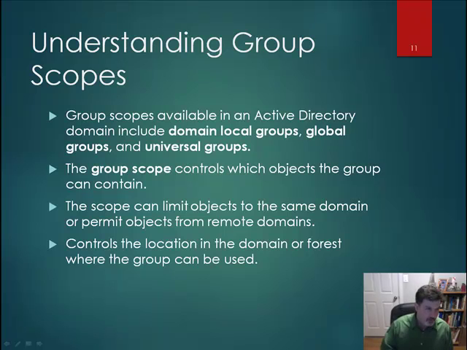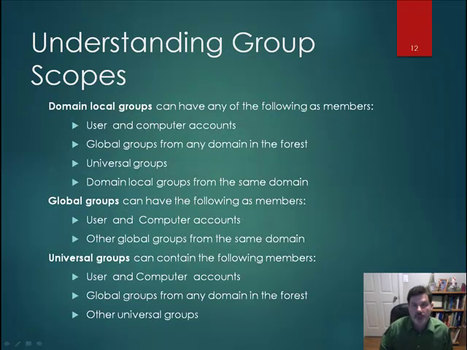Back to groups. So we do have something called group scopes. Group scopes are available in Active Directory in the domain, and they include three types of group scopes. There's the domain local groups, domain global groups, and universal groups. So that's domain local, global, and universal groups. The group scope is really what's going to control which objects a group can hold, and the scope can limit objects to the same domain or permit objects from other remote domains. And last but not least, scopes have the ability to control the location in the domain or forest where the group can be used. So let's look at these three groups in more detail.